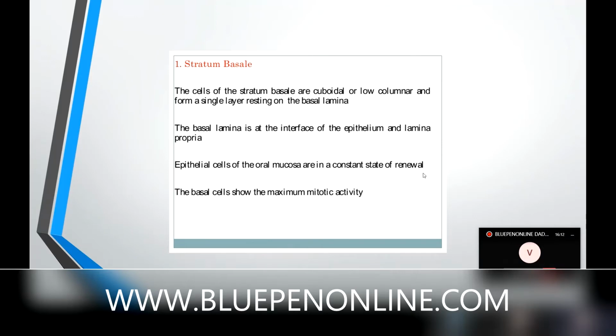So the topmost layer cells keep dying. From down, again they keep producing, then they mature, then they reach the topmost layer, again they shed off, again from down they keep on going up. So it is a constant process.